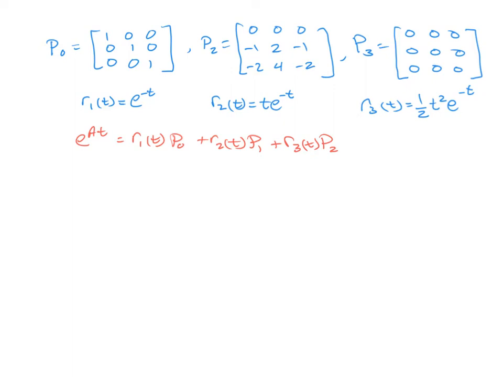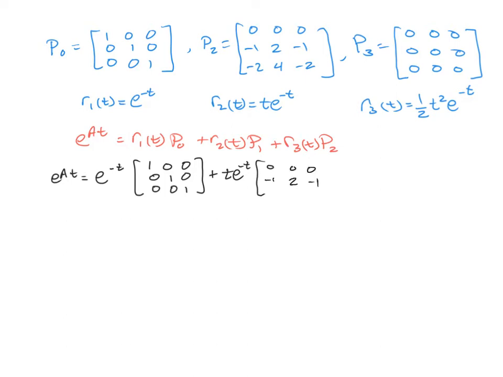Okay, so for the last step of this problem, we're going to go through and find the matrix exponential given the 3 P's and the 3 R's that we found earlier in the problem-solving process. So our e to the At is going to have our e to the negative t times the matrix 1, 0, 0, 0, 1, 0, 0, 0, 1, plus a t e to the negative t times the matrix 0, 0, 0, negative 1, 2, negative 1, negative 2, 4, negative 2, and then a 1/2 t squared times the 0 matrix.